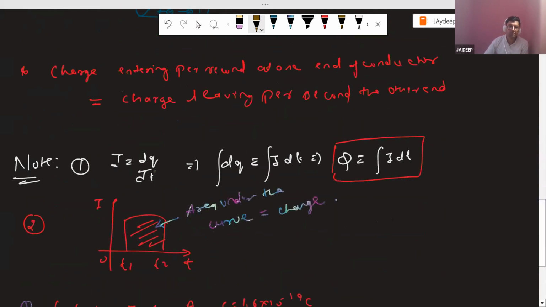This is very important. I equals dq over dt. So dq equals I dt. If you integrate, you'll get charge. If we have an I versus T graph, then the area under the curve will give you the charge.